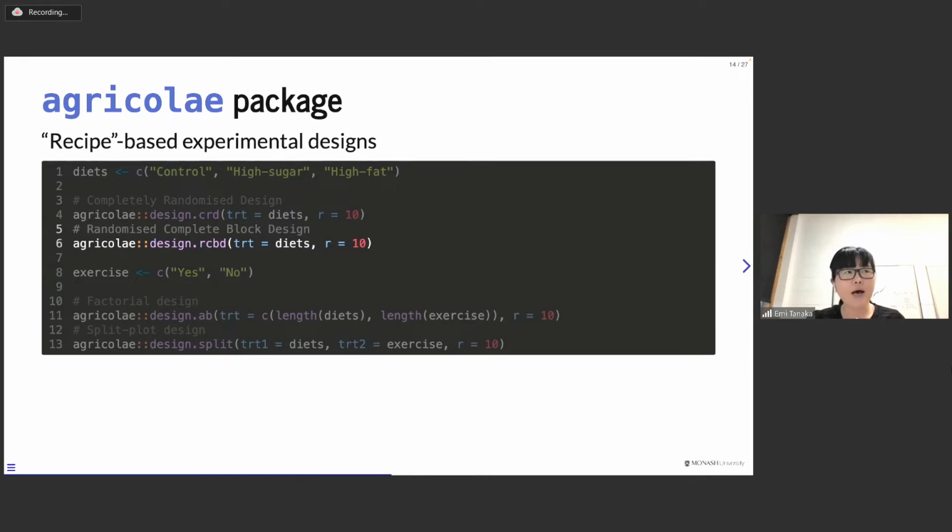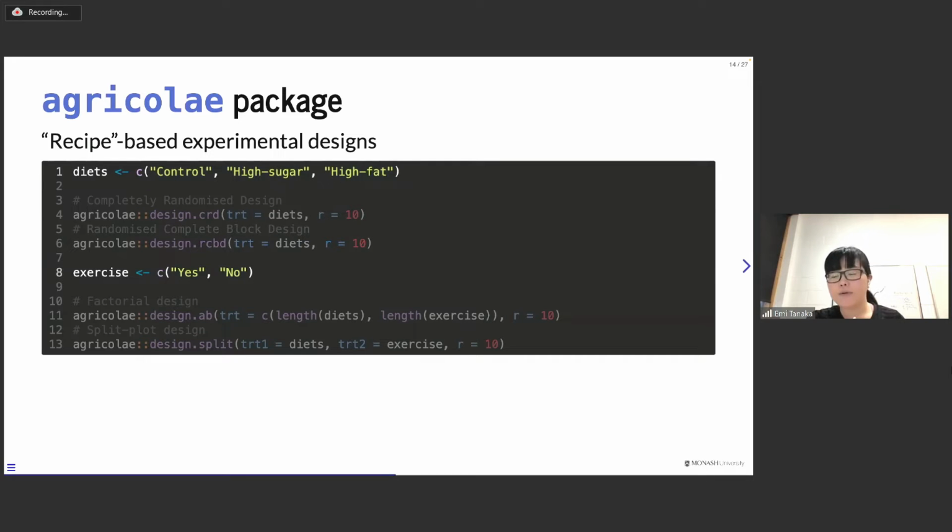Then we have the randomized complete block design. In this instance, there are 10 blocks, which are each equal to 1 replicate. Within each block, every treatment appears exactly once, and it's randomized within each of those blocks. If you look at the name of the function, again, here it's design.rcbd, and that function is essentially an acronym of randomized complete block design.